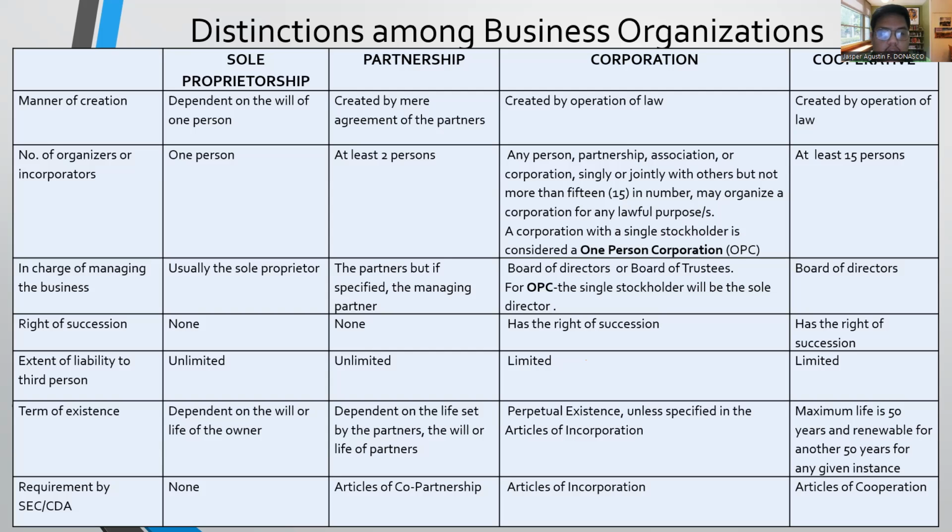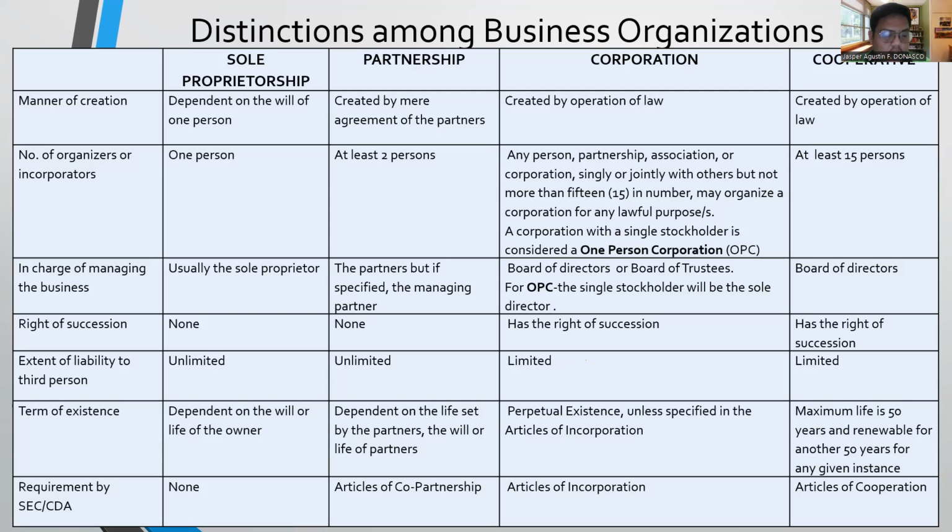But for board of trustees, meaning it is a non-stock corporation, like for example, CPU, it is just governed by the members or built by the members. So meaning board of trustees, we just vote for the members we trust the most to make the decisions. And for the OPC, the single stockholder will be the sole director. It's like a sole proprietorship. So for a cooperative, there's no board of trustees because everyone has shares or shares of stock.